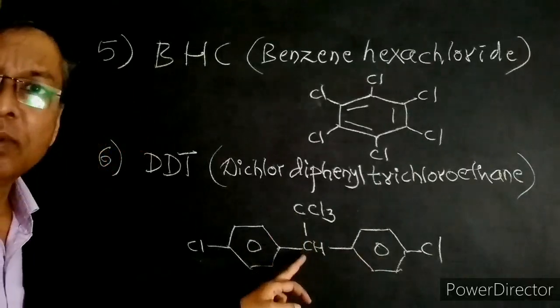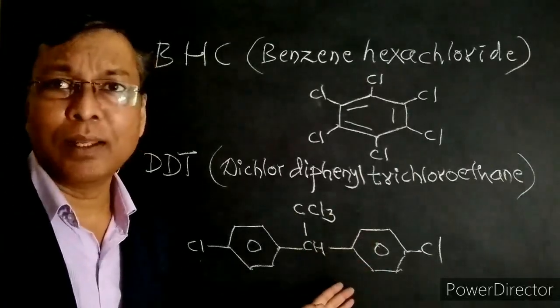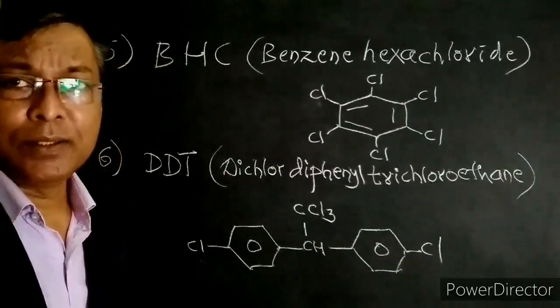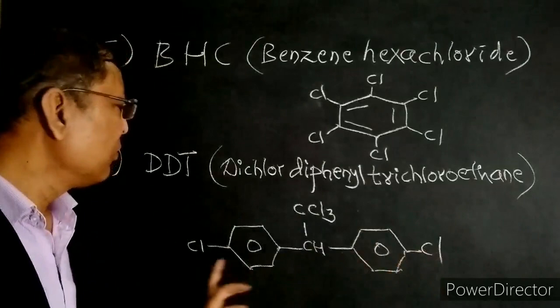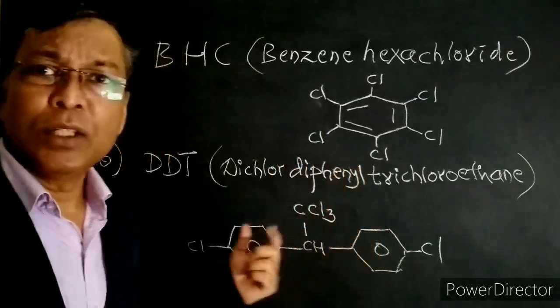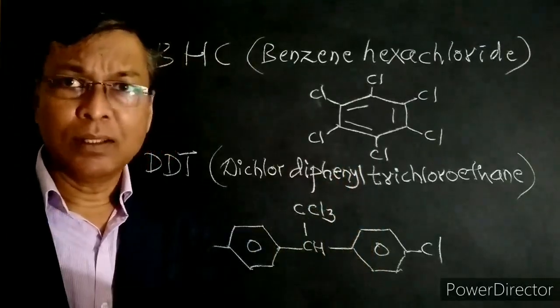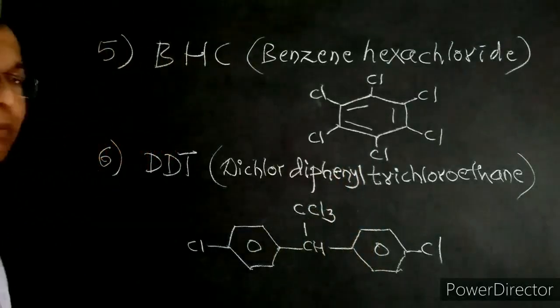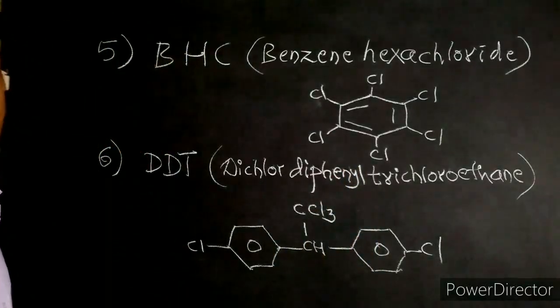The question may appear: how many chlorine atoms are present in DDT? So 3, 4, 5 chlorine atoms. And BHC and DDT are used as insecticides to kill insects. Please take down these notes. Pause the video and take them down.